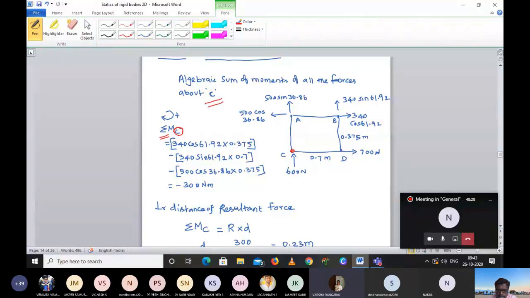Soban, can you tell me? I am going to take moment about this particular point C. What is moment? The sum of the forces into the perpendicular distance. Yes, very good. We are going to take them one by one. The first one I am taking is 600. What will be the value? 600 into 0, sir. Very good. As Soban said, it's 600 multiplied by 0 with respect to point C. Moment about C.